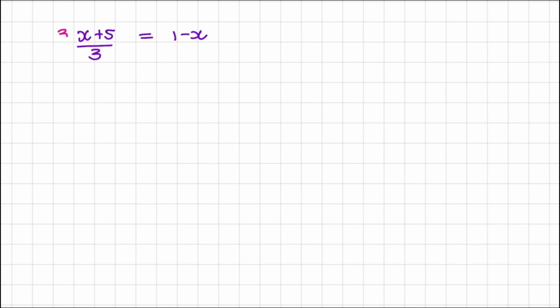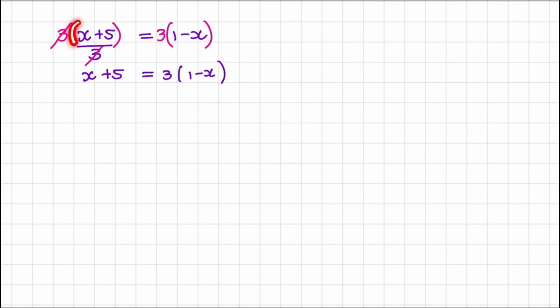So I would multiply the left side by 3, and notice I'm using brackets. And on the right side, I'll also multiply by 3. So what I'm doing is I'm multiplying the left and the right side by the denominator. So on the left, the 3's will cancel out. So I'm left with x plus 5, and that is equal to 3 times (1 minus x).